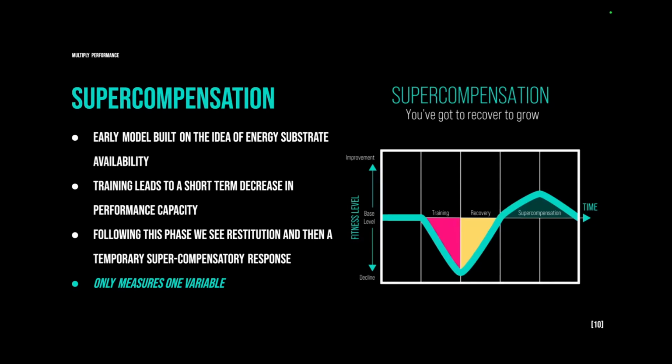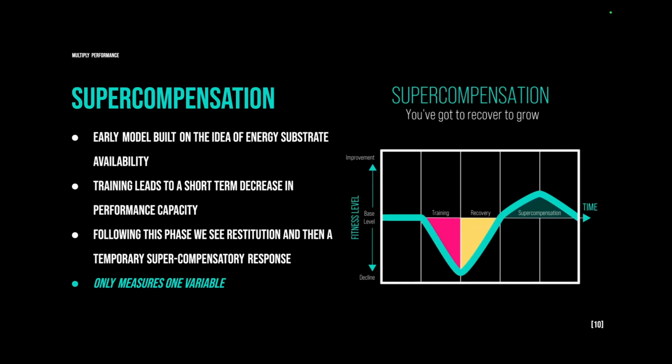At the point where the substrate returned to normal levels, we'd actually potentially see us overshoot slightly and end up with this kind of supercompensatory response where we had heightened levels of energy substrates available to us, and as a result our performance capacity was increased. That's not necessarily a perfect analogy for all training models, but we tried to almost extrapolate it across to all of the different training models that were out there, including strength training, power training, etc.